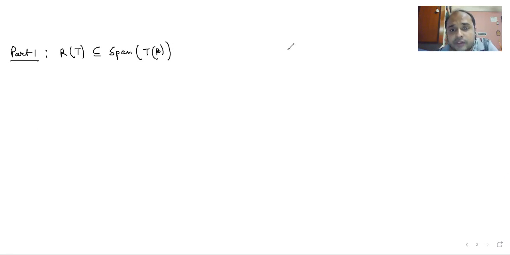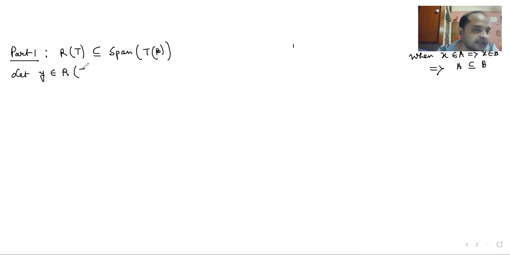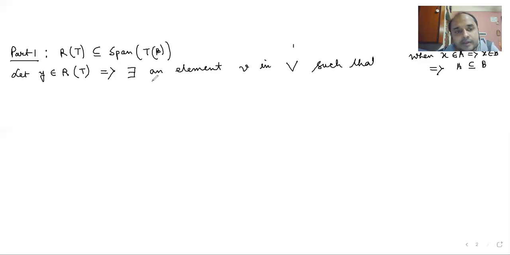So we know that it is a rule that when X belongs to A implies X belongs to B, this means that A is a subset of B. So I'm going to choose an element Y. Let Y belong to RT. This implies, by definition of RT, there exists an element V in the vector space capital V such that T of V is equal to Y.